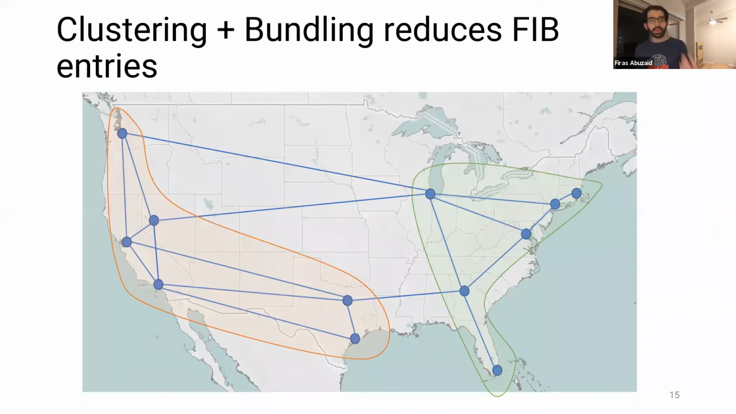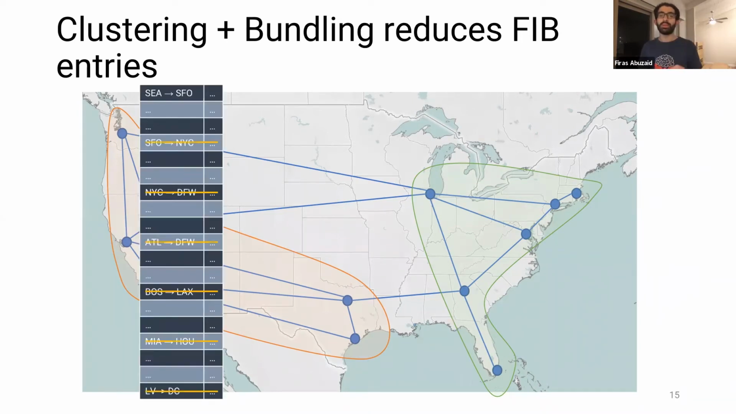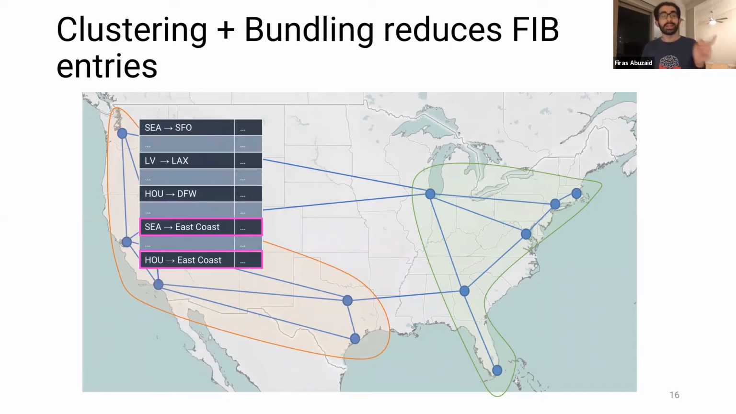It turns out that clustering and bundling also reduces the number of FIB entries in the network. If you recall from the beginning, the number of FIB entries scales super linearly with the network size. But if we cluster and bundle, we can eliminate the FIB entries required for sites outside of the cluster, and instead replace them with a single entry per cluster. This gives us a much more scalable solution.